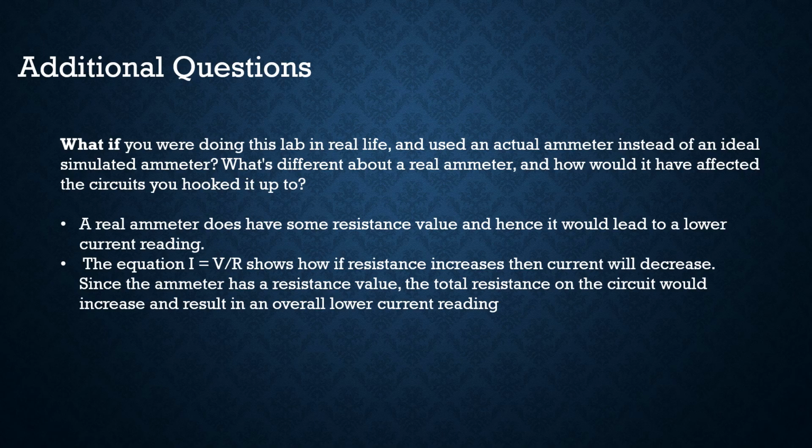With the equation, current is equal to potential divided by resistance, you can see that as resistance increases, the current will decrease, and since the real ammeter has some resistance, it would increase resistance and therefore decrease current.